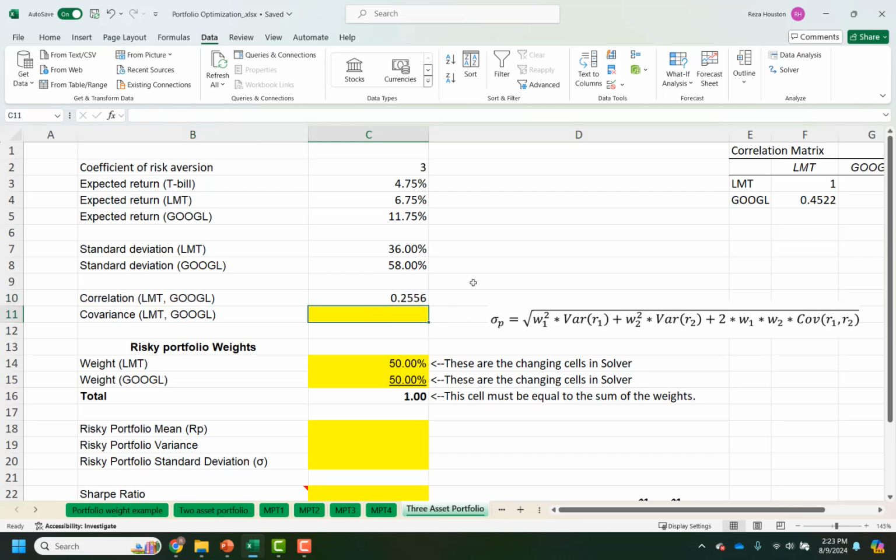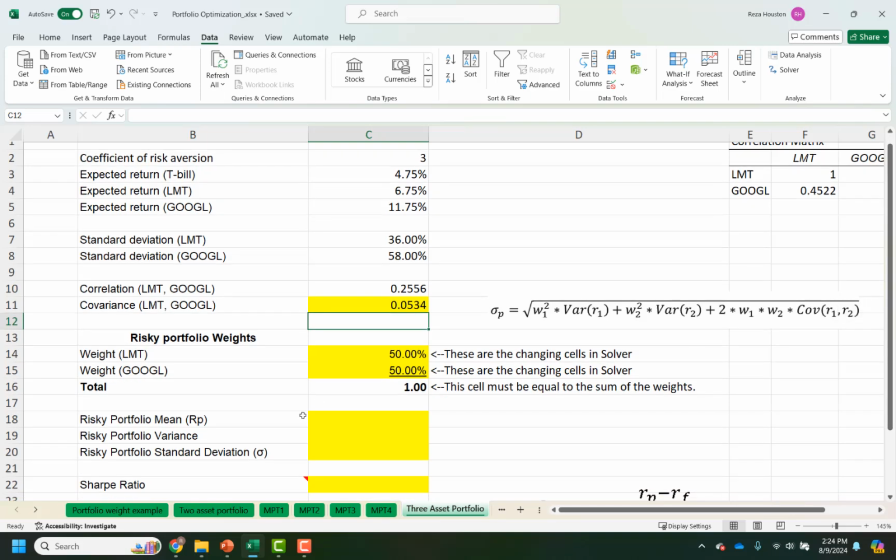I could also calculate the covariance if I wanted to. Covariance is just correlation times standard deviation of stock 1 times standard deviation of stock 2. There we go. Okay, let's start with the first step of modern portfolio theory, the security selection step. This is the step where we maximize our Sharpe ratio and identify the ideal weights of our 2 risky assets, the stocks, Lockheed Martin and Google.